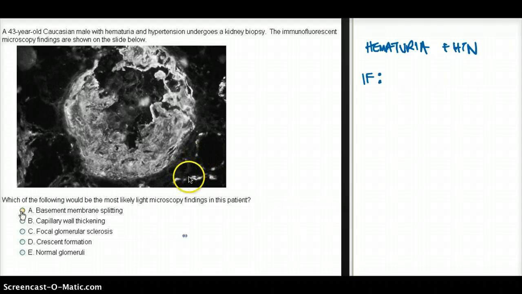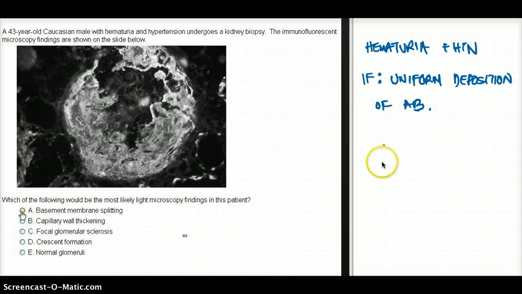Under immunofluorescent, I can see that there is a very uniform deposition of antibodies. Okay, this is what I found on immunofluorescent.